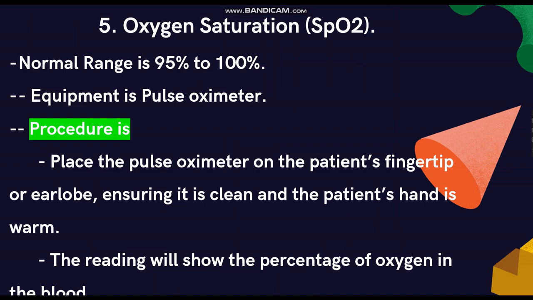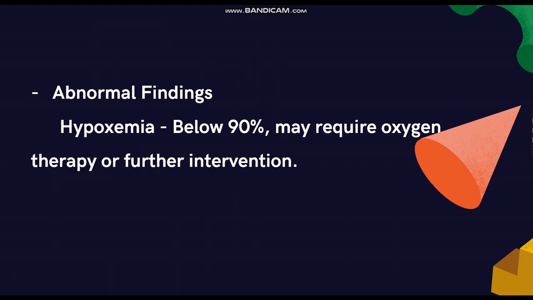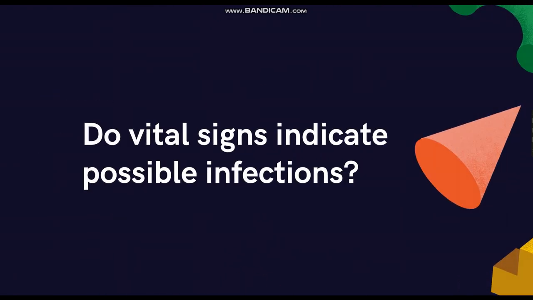Fifth one, oxygen saturation. Normal range is 95% to 100%. Equipment is a pulse oximeter. Procedure: place the pulse oximeter on the patient's fingertip or earlobe, ensuring it is clean and the patient's hand is warm. The reading will show the percentage of oxygen in the blood. Abnormal findings: hypoxemia, below 90%, may require oxygen therapy or further interventions.